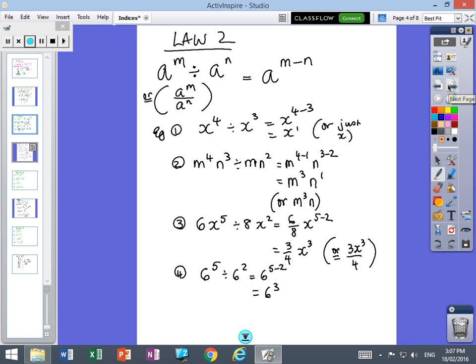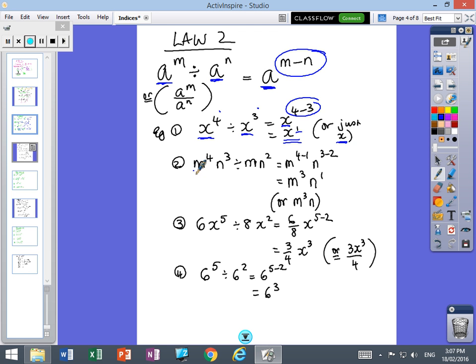Good. Law number 2 is a division law. The first law was multiply, the second law is divide. If I've got base a and base a, then base a is the answer, and this time we subtract. So base x means I've got x's, and 4 minus 3 equals 1. So the answer is just x to the 1, and you can just write that down as x.